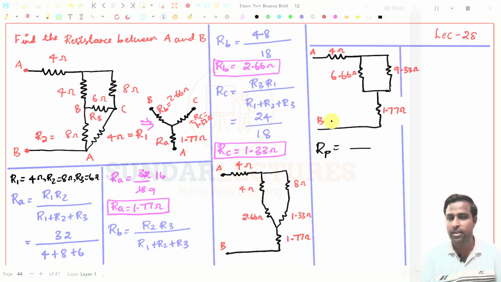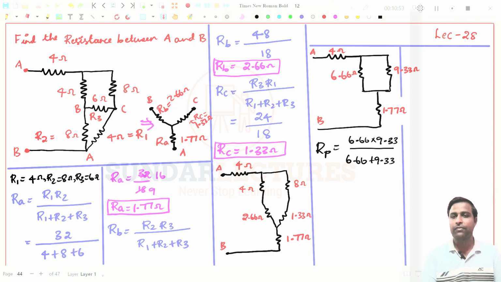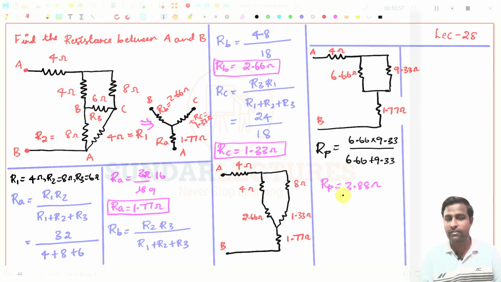So if I go for the parallel combination, Rp is equal to, what is the total resistance? You have to add in the denominator 6.66 plus 9.33, and in the numerator you have to multiply 6.66 into 9.33, and if I simplify this, I will get Rp equal to 3.88 ohms. So if I simplify these two resistors in parallel connection, I am getting 3.88. So I can replace this parallel combination with 3.88, right?